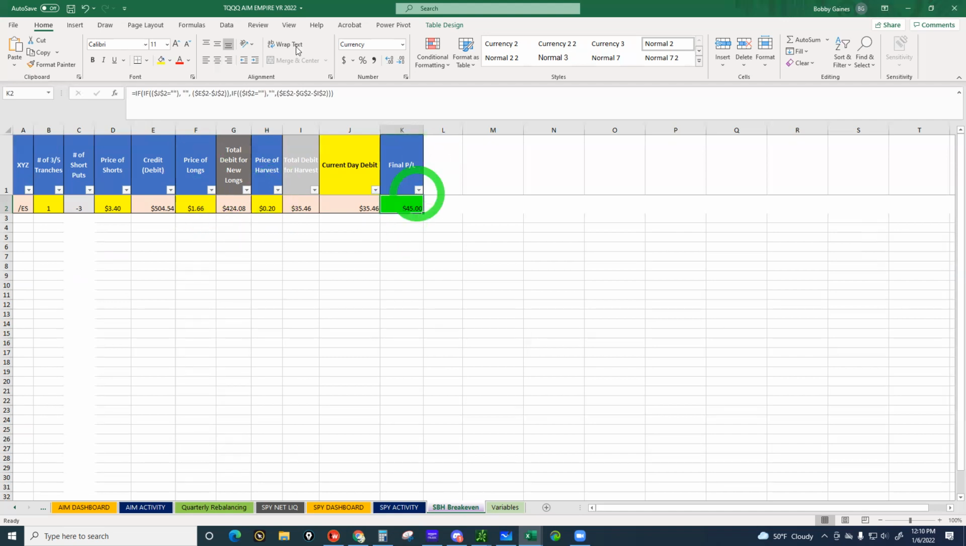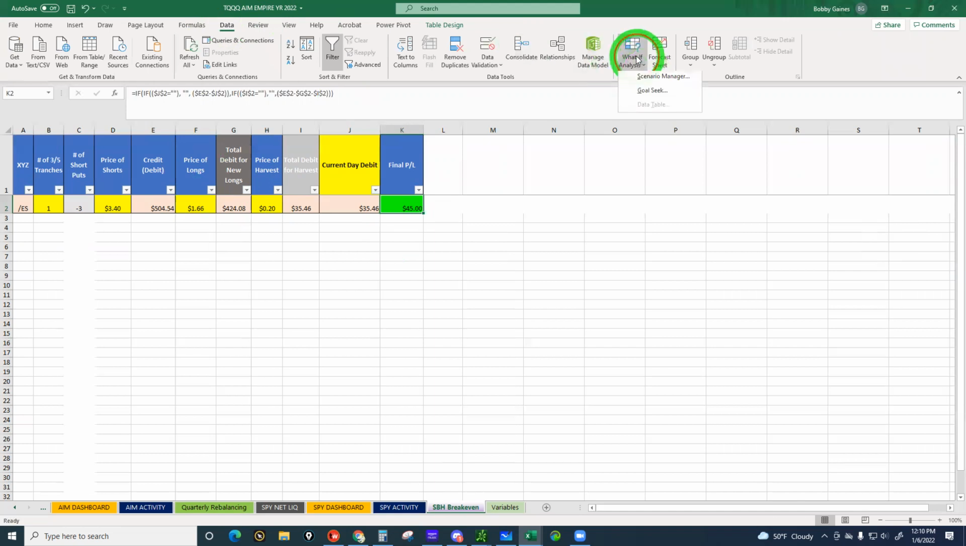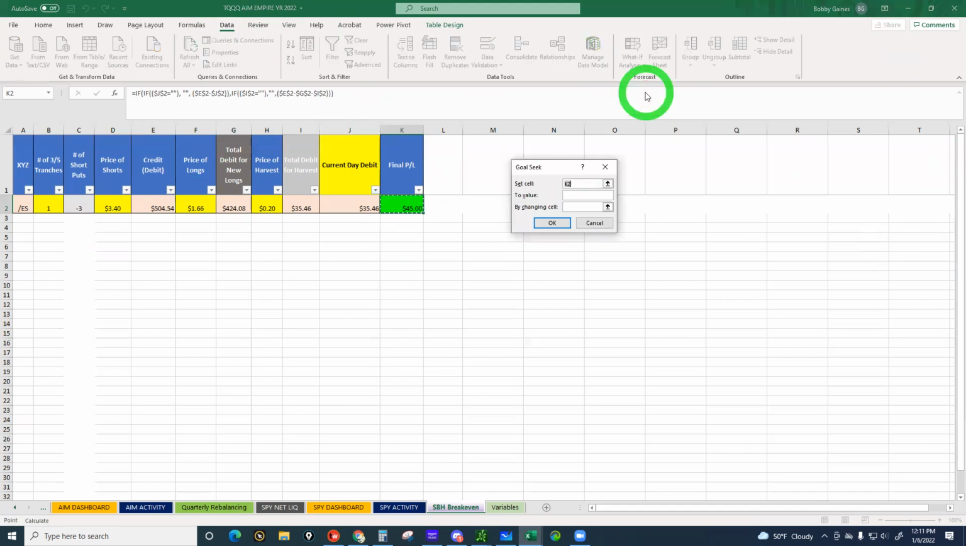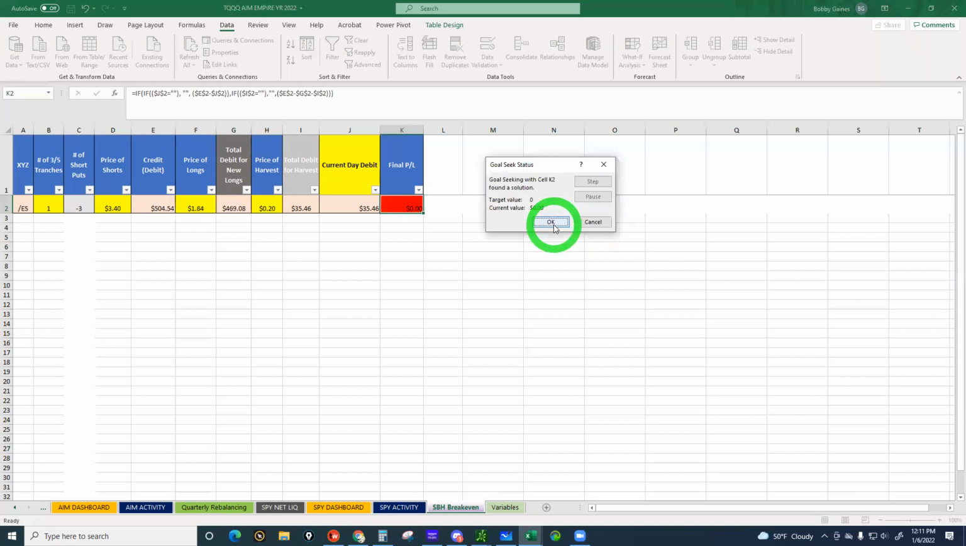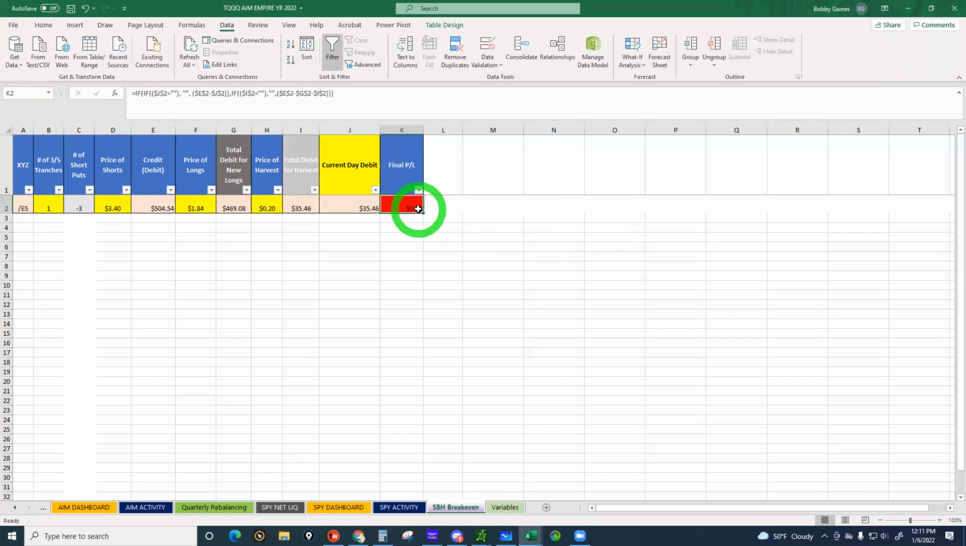To do that, click on the Data tab, click on What-If Analysis, and we're going to do Goal Seek. I'm going to set sell final P&L, which is K2, to a value of 0 by changing F2. That'll tell me what price I need to put in my GTC order so that this is a break-even trade. It looks like I can put in a price of $1.84 and break even.